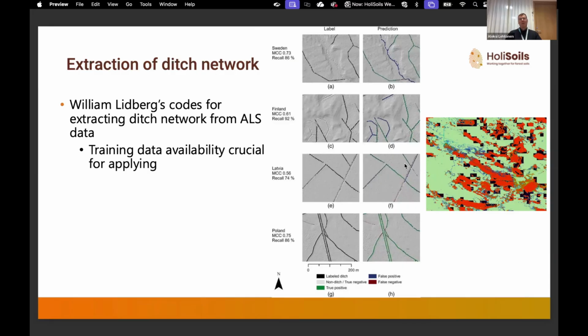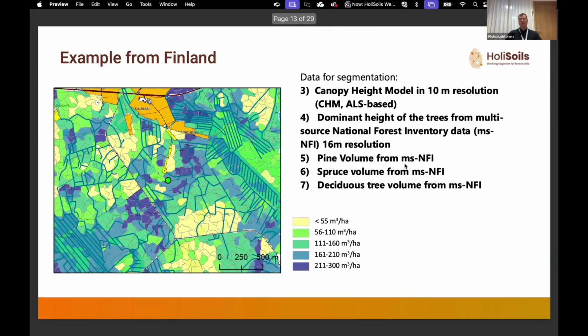And the idea is to automatically detect ditches and overlay that with peatlands, forested peatlands. And here you can see some testing with Sweden, Finland, Latvia, and Poland. So this is work ongoing, and Aura Salmivaara knows much more about it. But for Finland, how does it look?